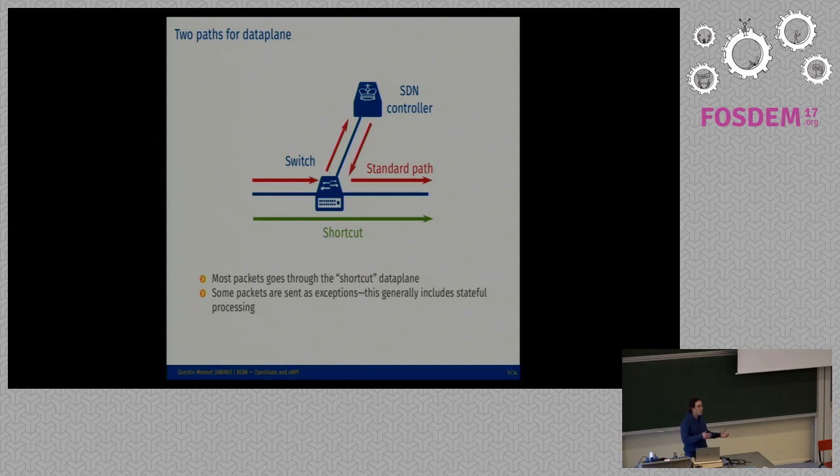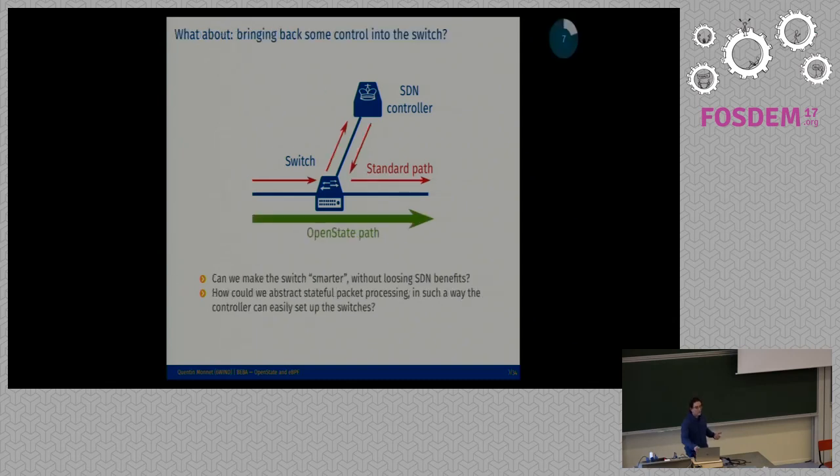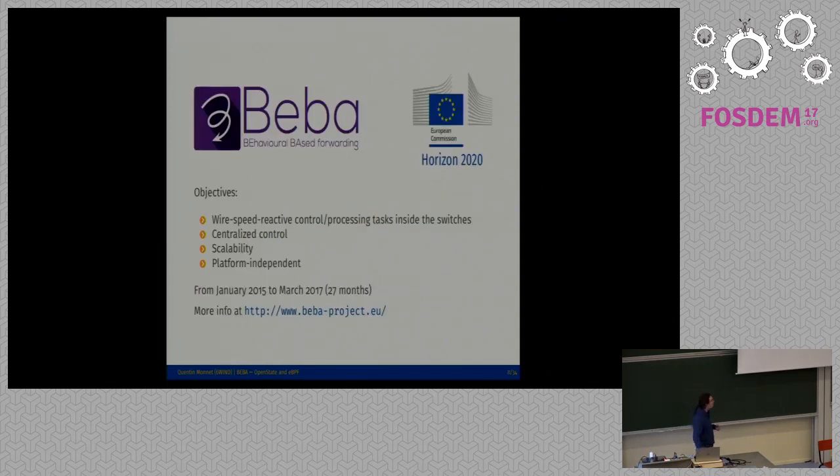By stateful, I mean flows for which the forwarding decision will depend on the traffic that has been previously observed in the switch. So the idea behind this talk is, what if we could take as many packets as we can from this standard path and move them to this faster path, this shortcut path? Can we find a way to make the switch smart enough to do that while keeping this centralized way to configure everything?